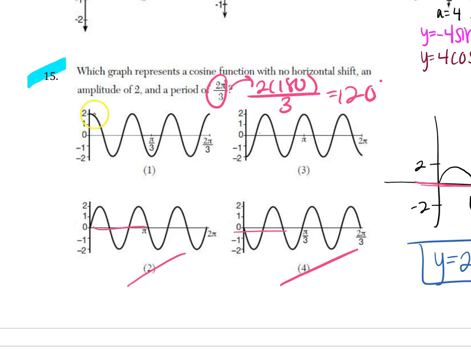Well, if you look at the first one, this is 1 full cosine curve. But pi over 3, so 180 divided by 3, is 60 degrees. So you're seeing 1 full curve in less than 120 degrees. It's not what you want. So by process of elimination, I got 3. But also, if pi is 180 degrees, it would make sense that this is 120 degrees. And that's going to match what it wants.